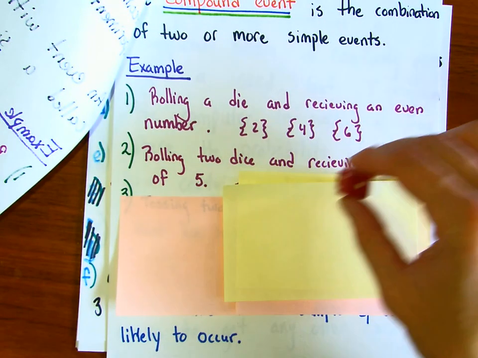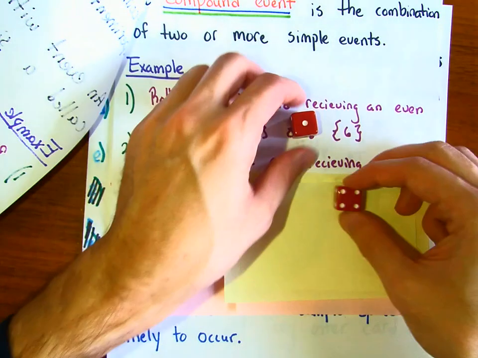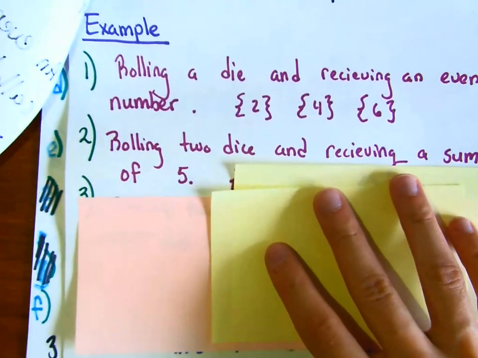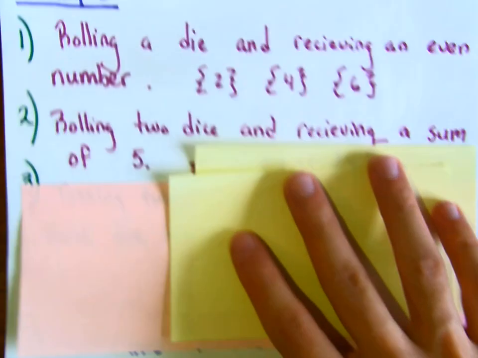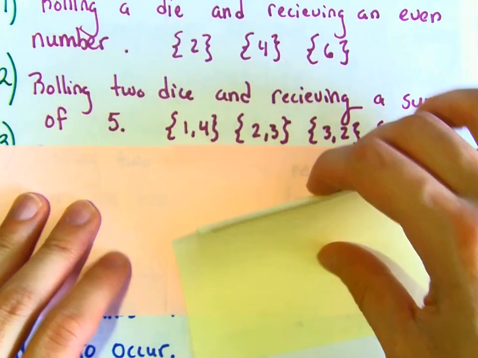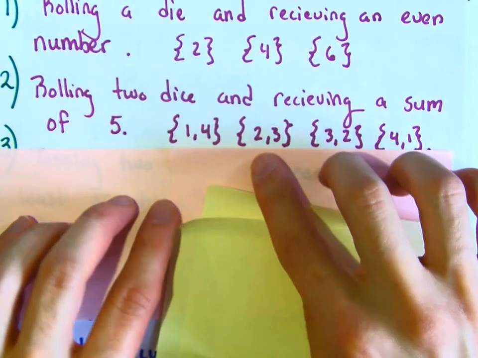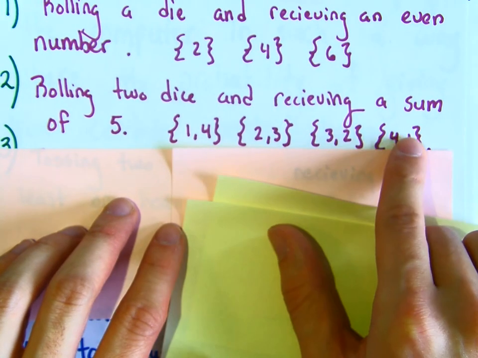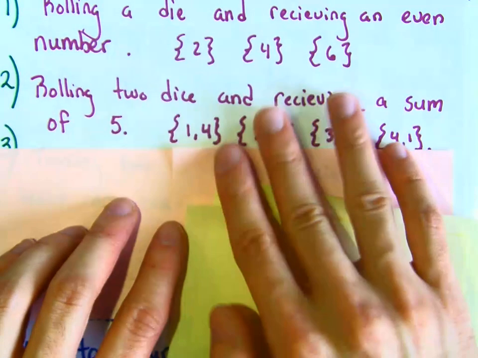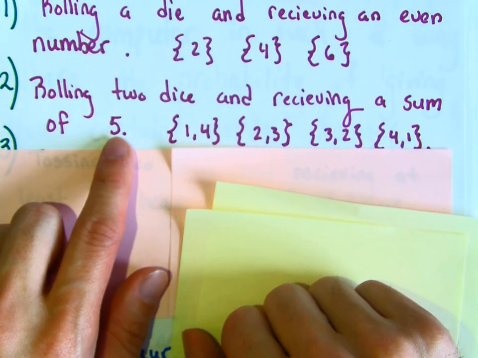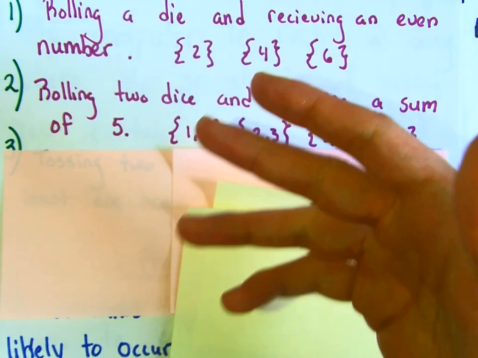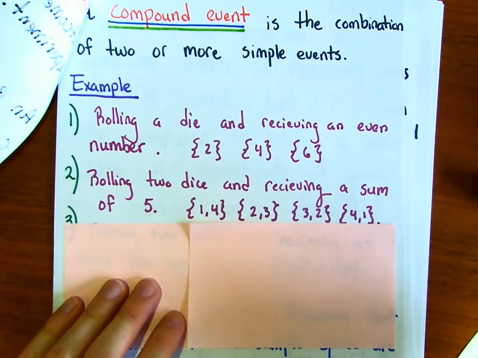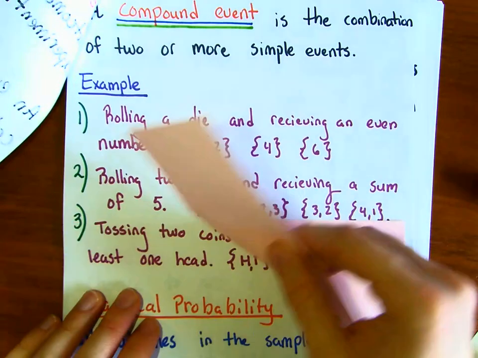Notice you can get a 1 and a 4, right? 1 and 4 works. Let me zoom in the camera a little bit. Okay, that's a little bit better. I can get a 1 and a 4. I can get a 2 and a 3. I can get a 3 and a 2, and I can get a 4 and a 1. Notice that there are 4 different ways of satisfying this condition, which implies that the event we're going to call is compound.